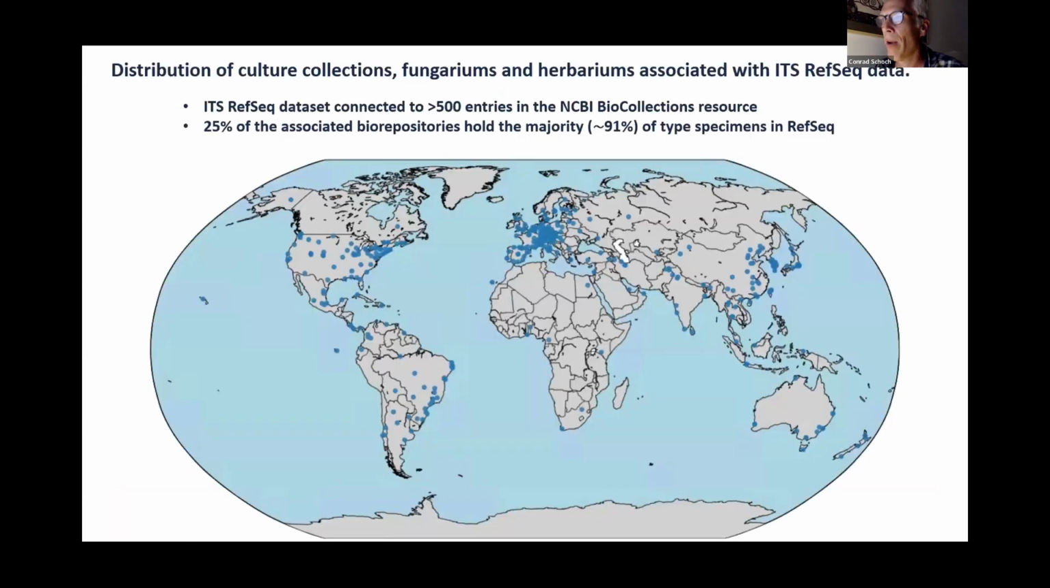So here I've just broken down all the collections in the RefSeq collection, all the herbaria and fungaria, I should say now, and culture collections that produce the data. So you can see it covers the world. These sequences were deposited from all over. I don't think there's any other message than that it's very diverse, and it's also very diverse geographically.